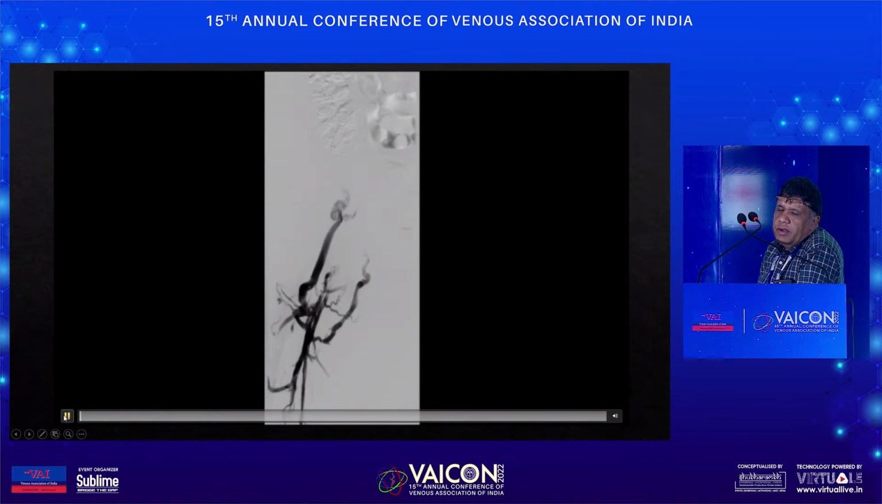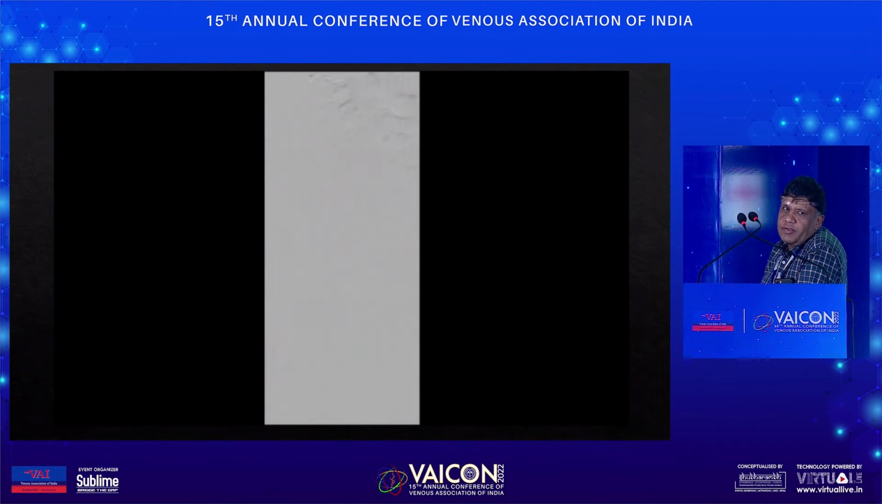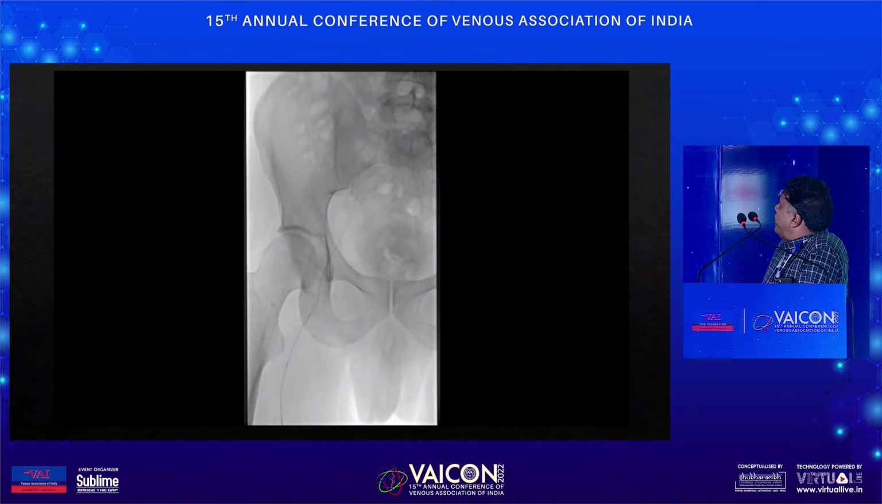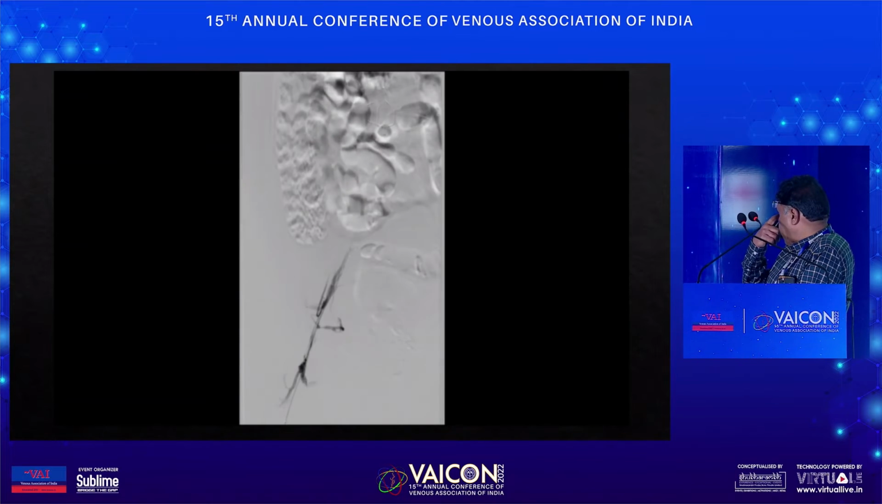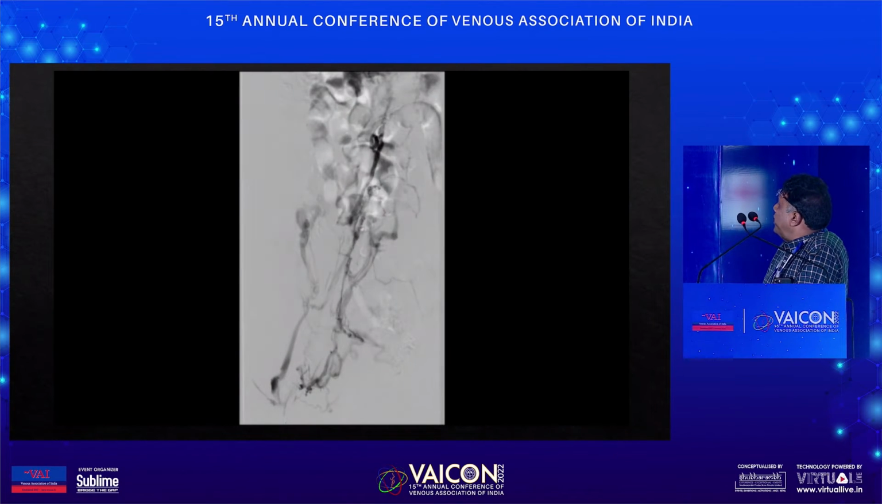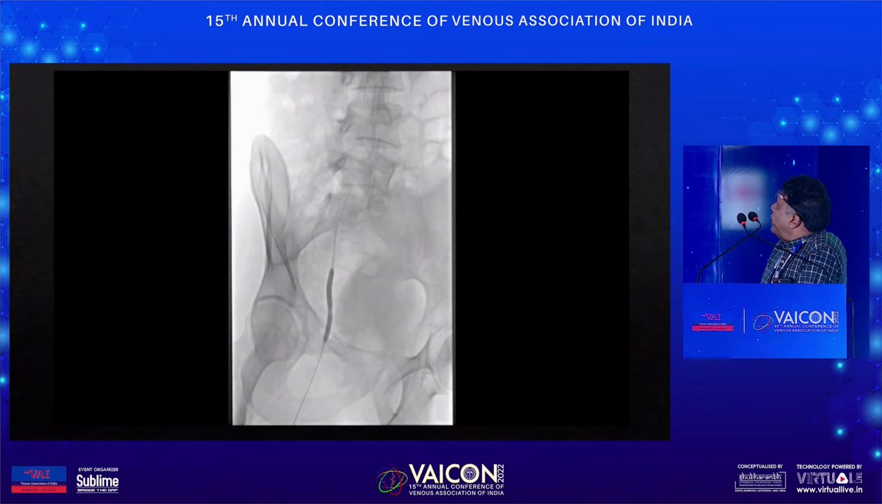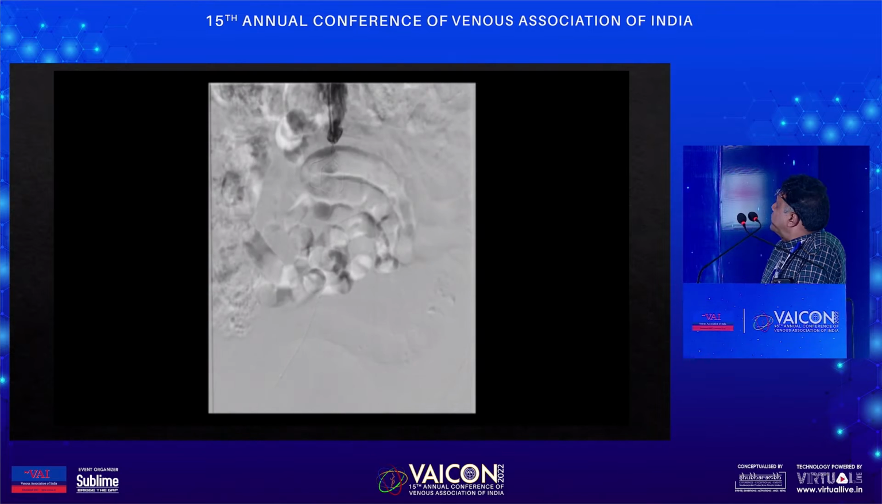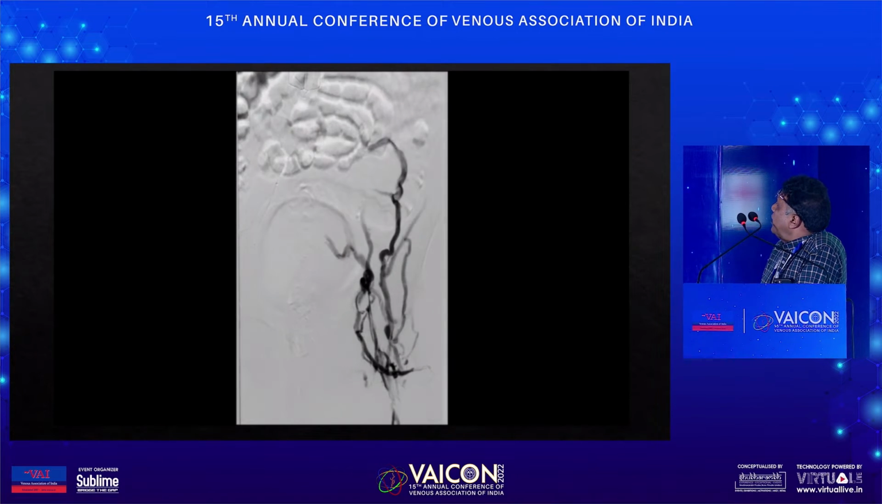And because the IVC filter was there for the last 9 years, it was clogged. So what we had to do, we had to crush the IVC filter, lateralize it, and then put the stent. So this was quite a difficult case because the IVC filter was already there, which was non-retrievable. We had to snare the wire from the IJV approach. This was the IVC filter, Gunther Tulip.